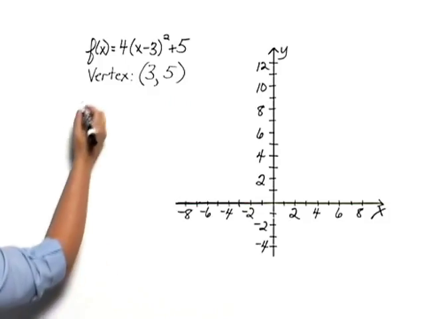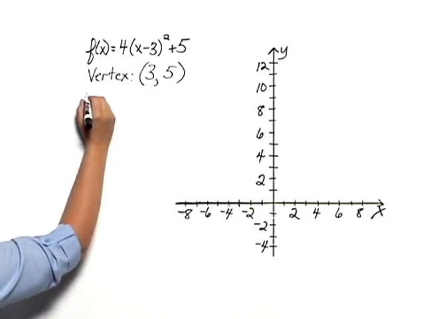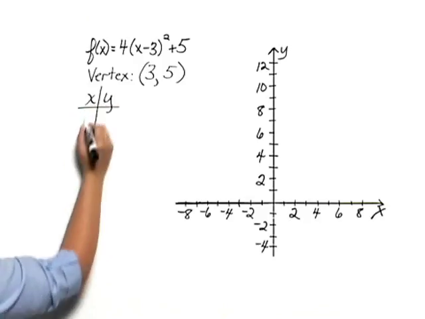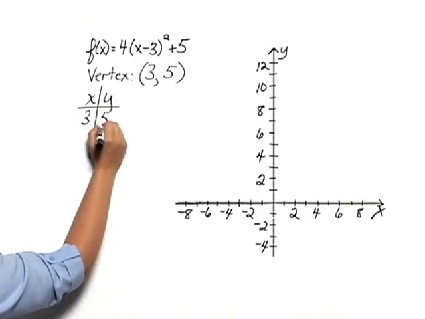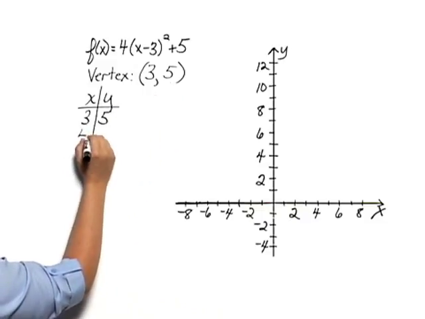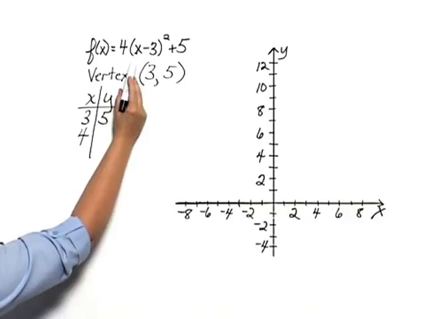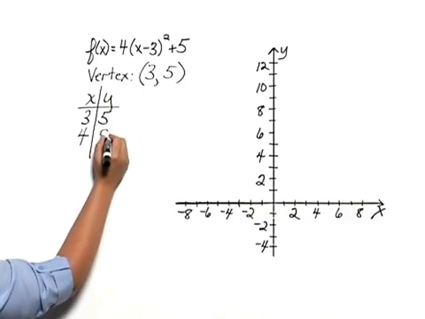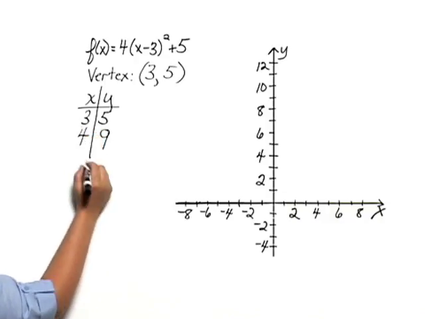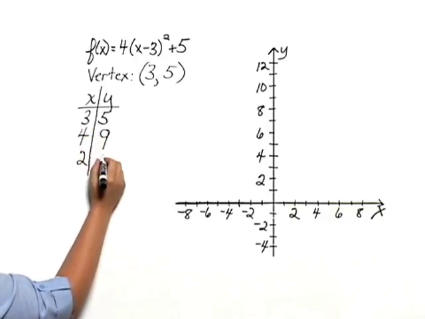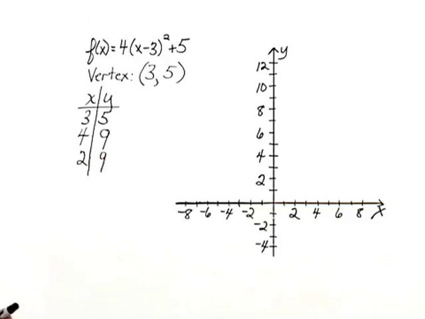We can find a couple other points on the graph by substituting some values for x. We know that if x is 3, y is 5. And if we go one more than 3, try 4, and substitute 4 for x, we would find that f of x, or y, is 9. And if we go one down from 3 and substitute 2 for x, we would find that f of x, or y, is also 9.